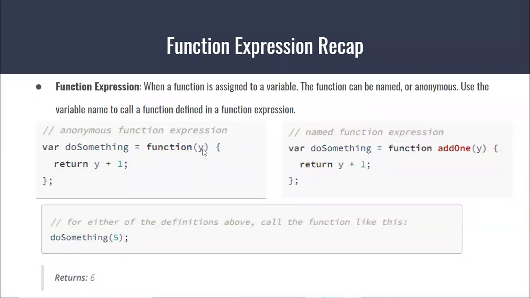Right, so I mean, it really doesn't matter here. At the end of the day, they both return 6. It's two different ways of doing it. This one's anonymous, this one is named. Just so you know, if I ever ask a question, what's the difference between anonymous and named, you would know.